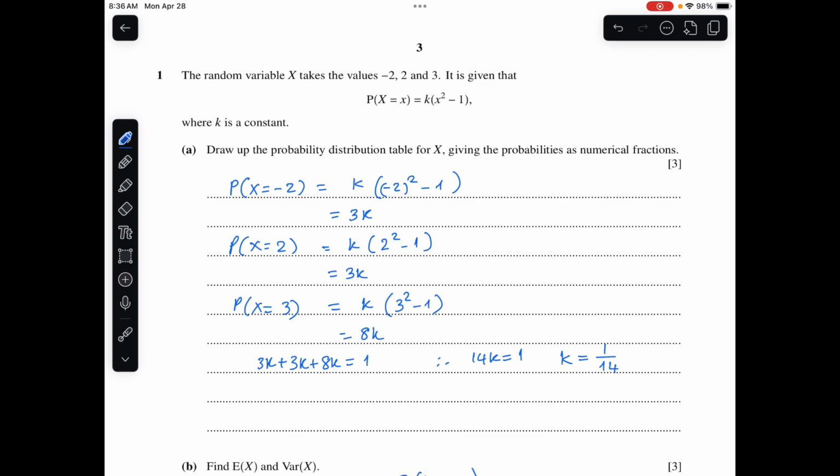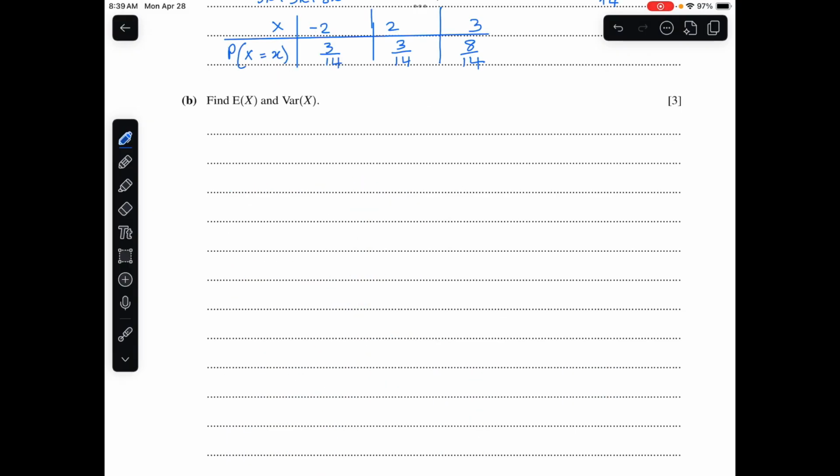And then you can draw your distribution table with -2, 2 and 3. And the probabilities are 3k, so it's going to be 3 over 14, 3 over 14, and 8 over 14. That's part A. Part B, find E(x) and variance of x.